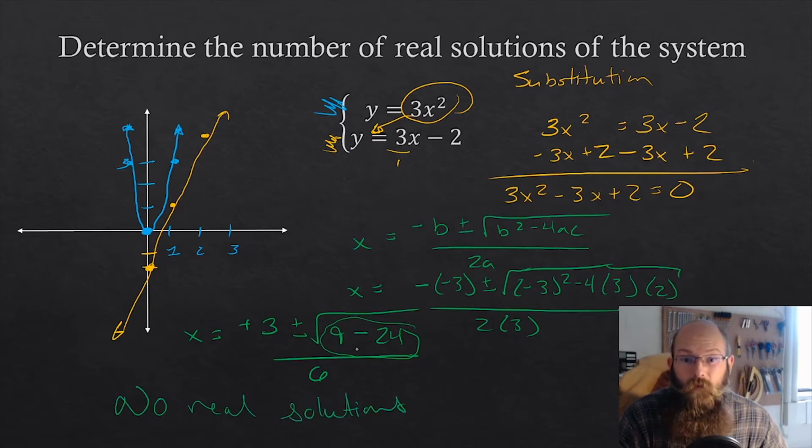I don't even have to go any further. I can just look at that discriminant and say 9 minus 24, negative number. The square root of a negative number is going to have an i in it. If I have an i in it, it's imaginary and it's not real. All right, folks, let's go on and check our next one.